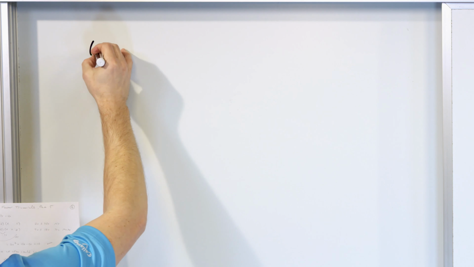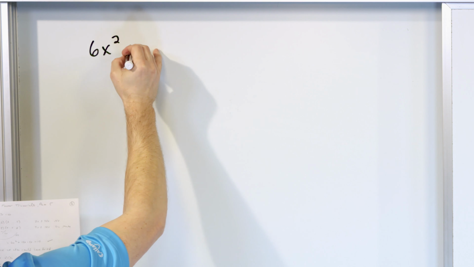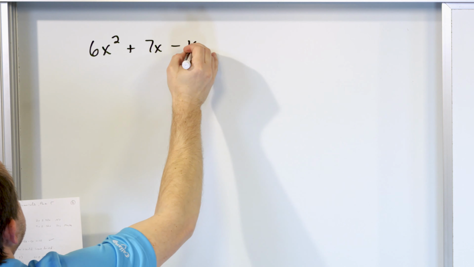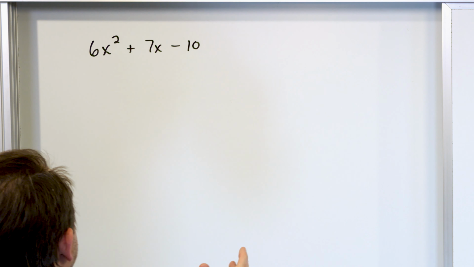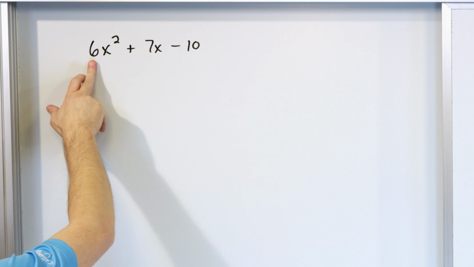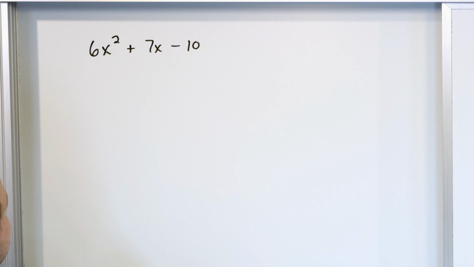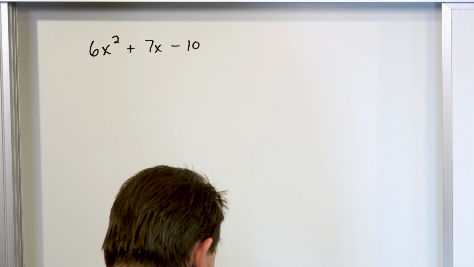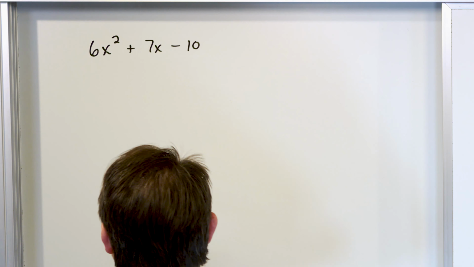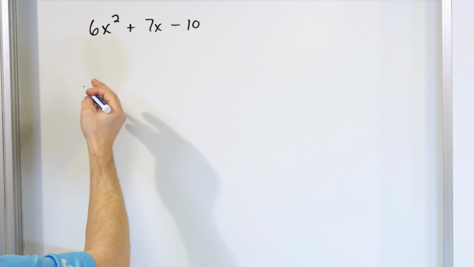What if we have 6x squared plus 7x minus 10? Now this can get into problems because there's more than one way to multiply to get 6, and there's more than one way to multiply to get 10. So there's potentially a lot of different combinations here that we can go through. Hopefully we'll stumble upon the correct one first.